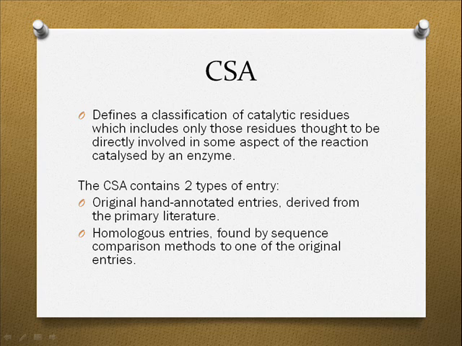The CSA contains two types of entry. Number 1 is the original hand-annotated entries derived from the primary literature. References for these entries are given. The second one is homologous entries found by sequence comparison methods to one of the original entries. The equivalent residues, which align in sequence to the catalytic residues found in the original entries, are documented.